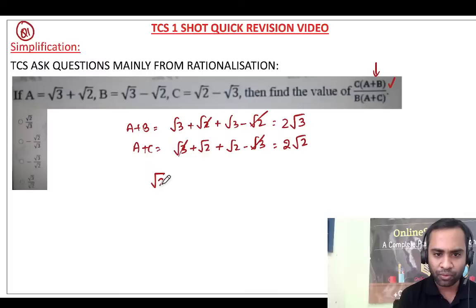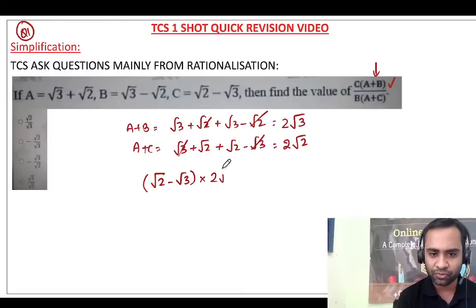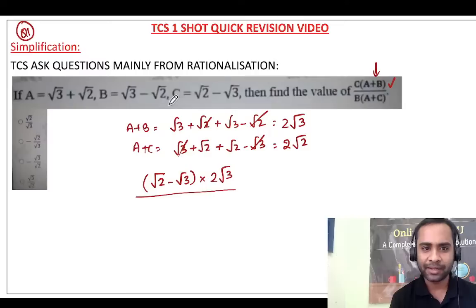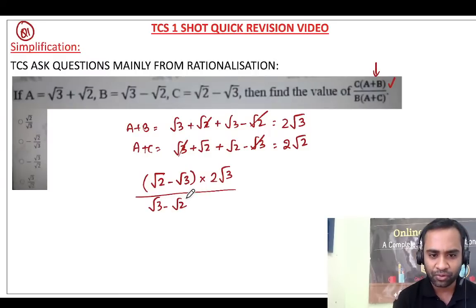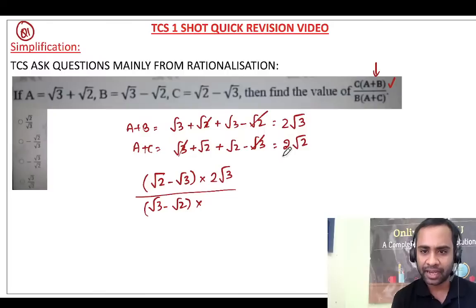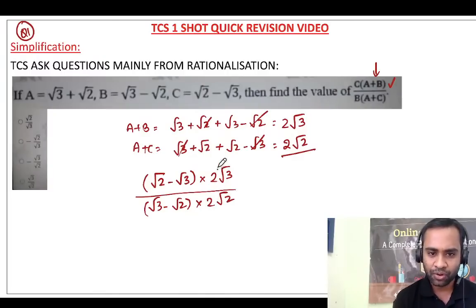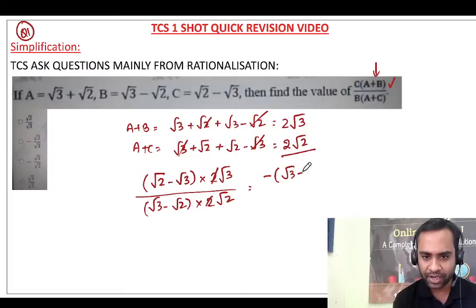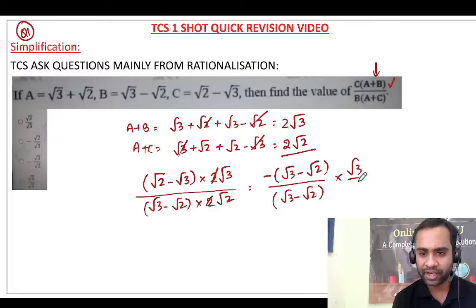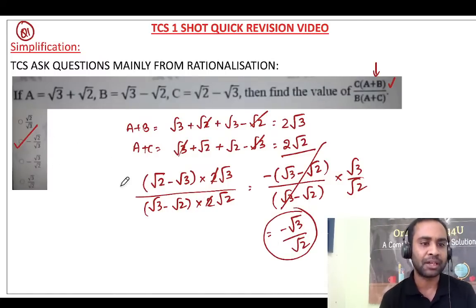So c is root 2 minus root 3 into a plus b. Sir, a plus b is 2 root 3 divided by b. B is root 3 minus root 2, and then into a plus c. A plus c is 2 root 2. 2 and 2 cancelled. And friends, you can take minus common, then it will become minus root 3 minus root 2 divided by minus root 3 minus root 2 into root 3 by root 2. So this is cancelled. Your answer will be minus root 3 by root 2 and option B will become the correct answer, right?